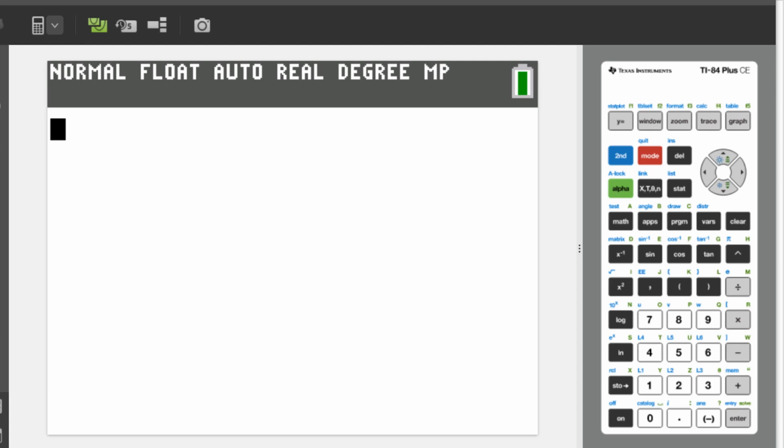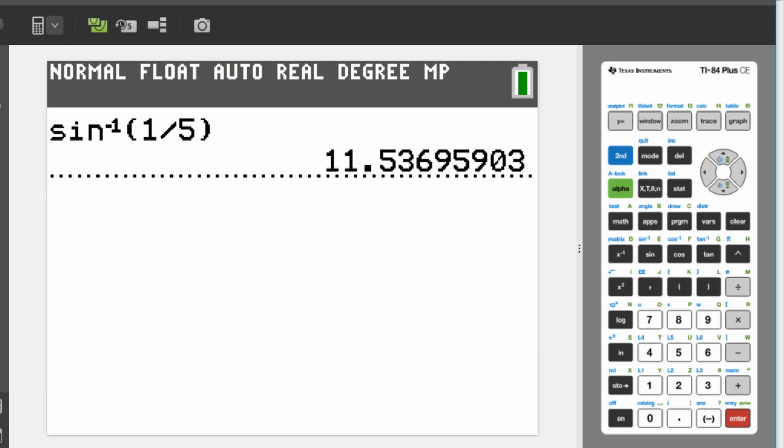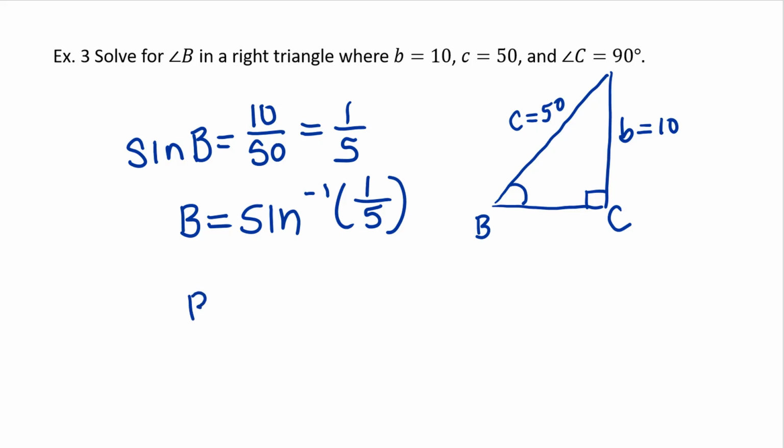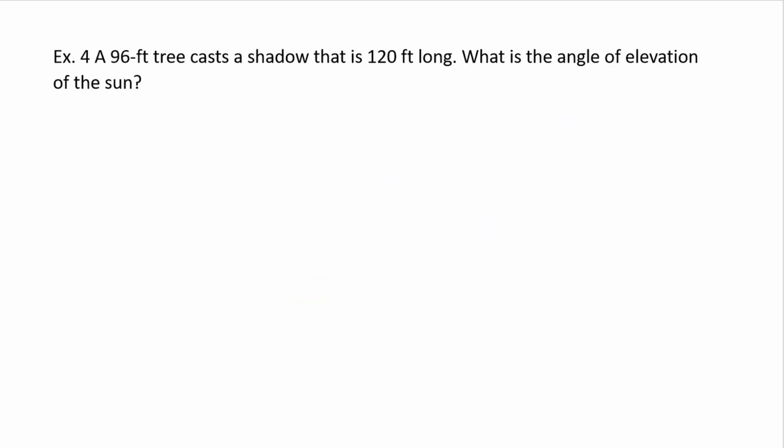We are back in a TI-84 screen. We want the inverse sine function. So let's select inverse sine, which is the second button followed by the sine. That gives us the sine inverse. And the value that we are solving for is 1 divide 5, close parenthesis, enter, and this is degree measure 11.53695903, and the approximate value that we will write will be 11.5 degrees.